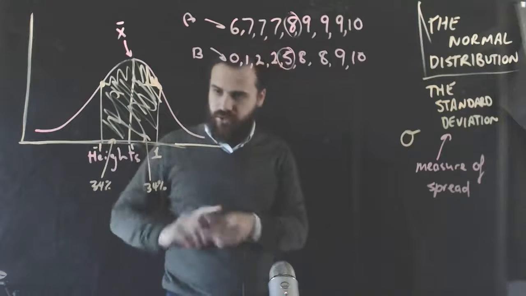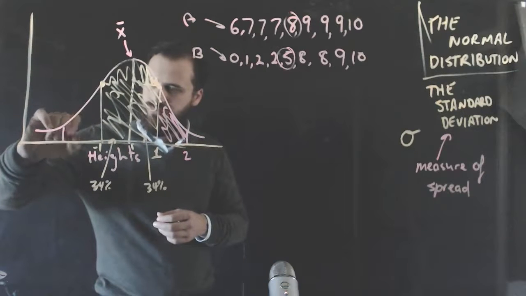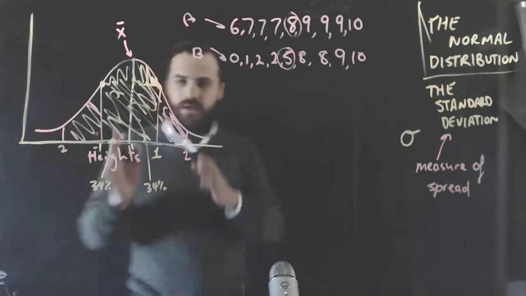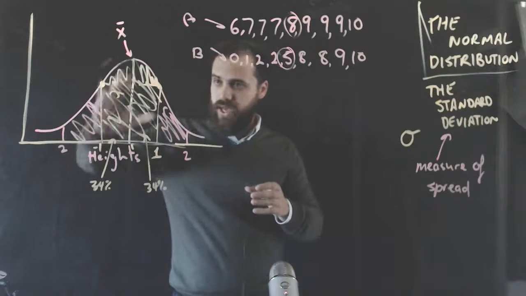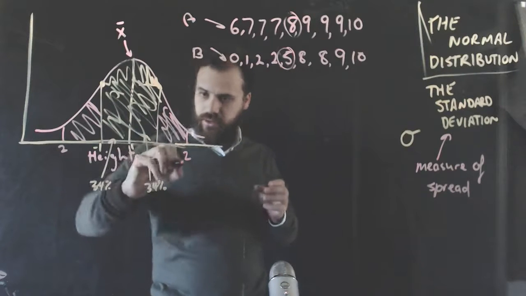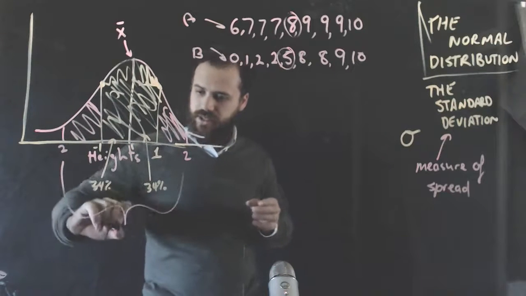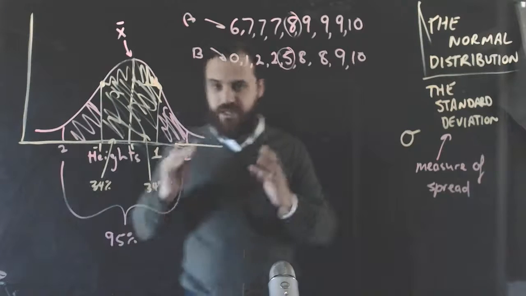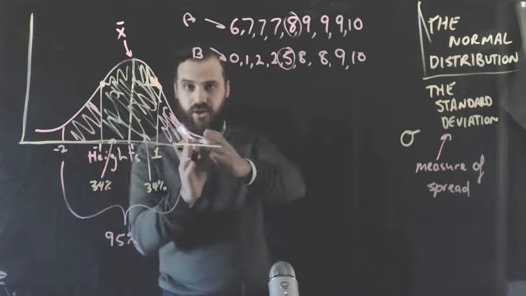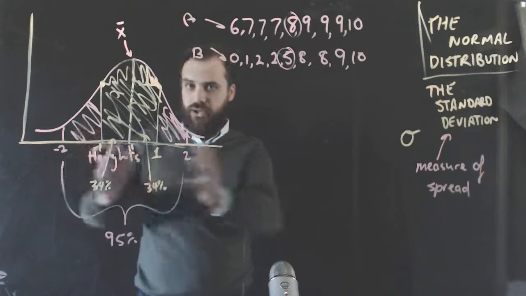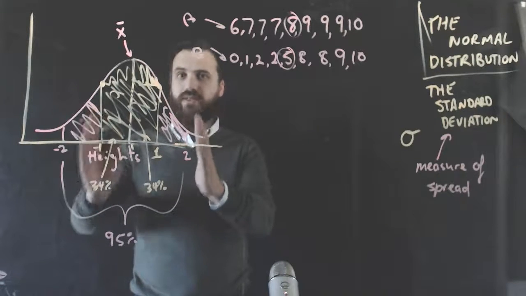Now, if I move further away, and I go 2 standard deviations away from the mean, and we add all of that up, we end up with altogether, from this side to this side, 95% of people are either 2 standard deviations higher than the mean or 2 standard deviations lower than the mean. That means that almost the entire population, 95 out of 100 people, are within that.